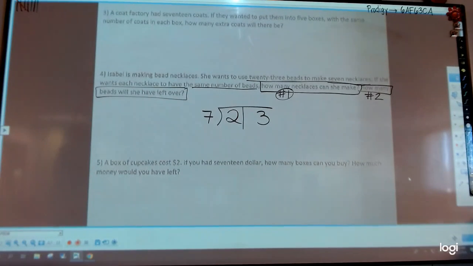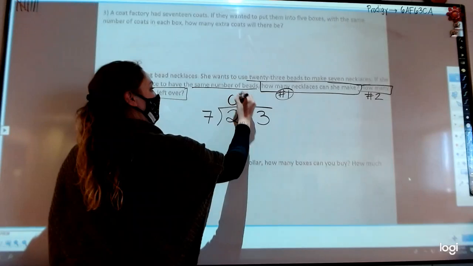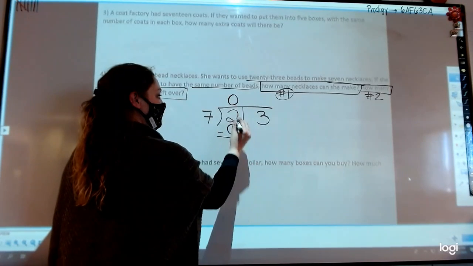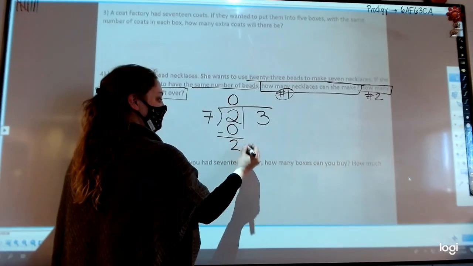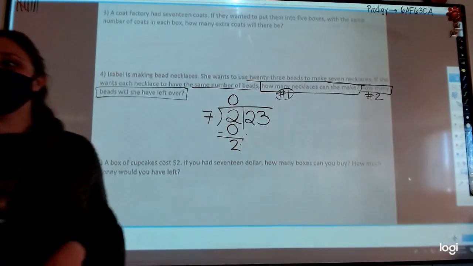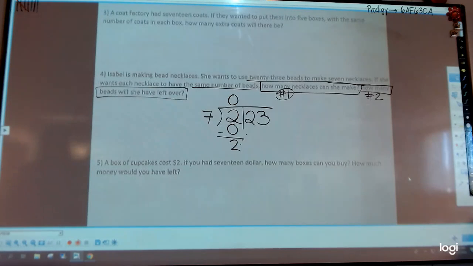All right, Cadence, what's our first step? How many times does 7 go into 2? 0 times. 7 won't fit into 2. It's smaller. 0 times 7 is 0. 2 minus 0 is 2. So we send that 2 right up here. All right, so think about your math facts. Skip counting, multiples, all that good stuff. How many 7s will go into 23?